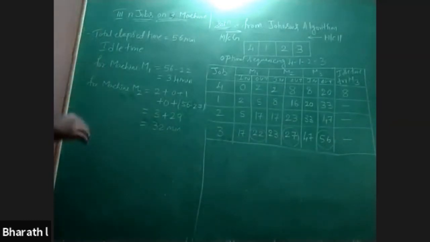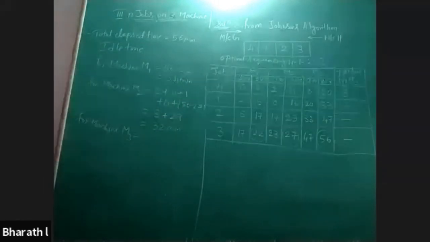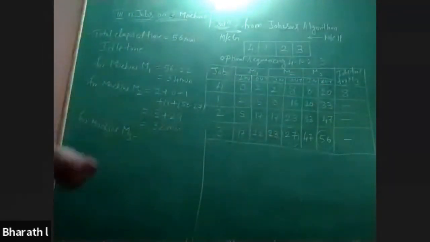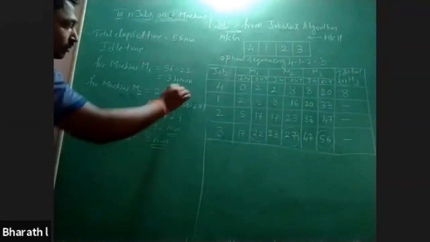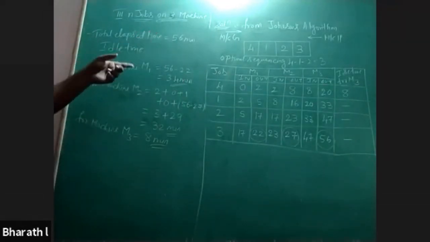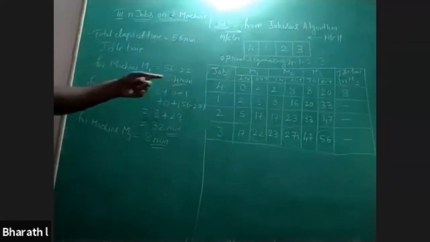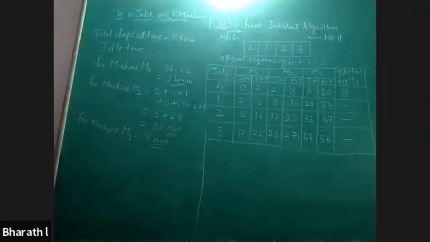Then for the last machine, that is machine M3, in the last column we have 8. It is 8 minutes. The total elapsed time is 56 minutes. Machine 1, the idle time is 34 minutes. For machine 2, 32 minutes. Machine 3 is 8 minutes. This completes the first problem.